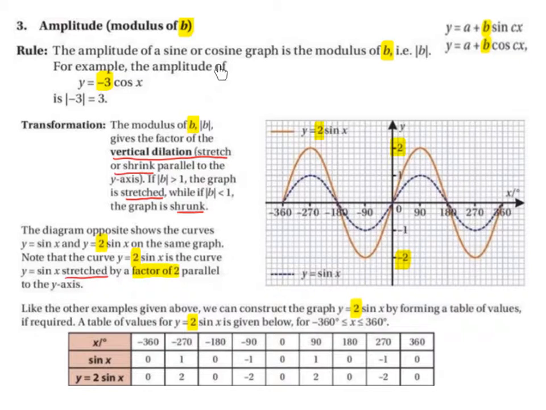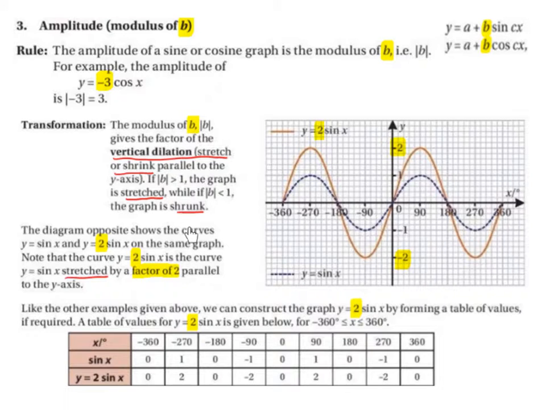For example, the amplitude of y equals minus 3 cos of x is the modulus of minus 3, which is positive 3. So the transformation: the modulus of b gives the factor of the vertical dilation, which is the stretch or shrink parallel to the y-axis. If the modulus of b is greater than 1, the graph is stretched, while if the modulus of b is less than 1, the graph is shrunk.